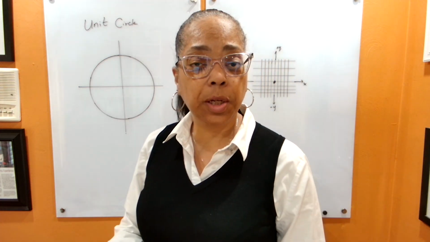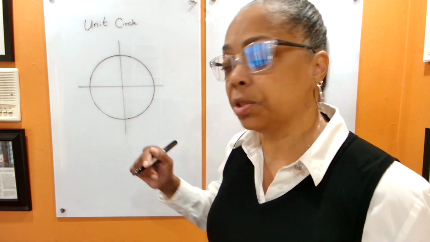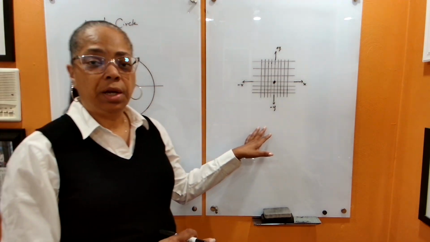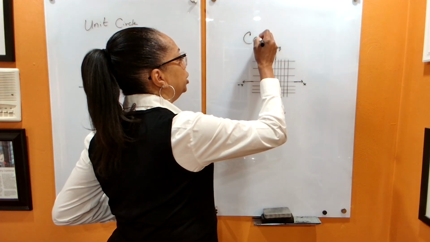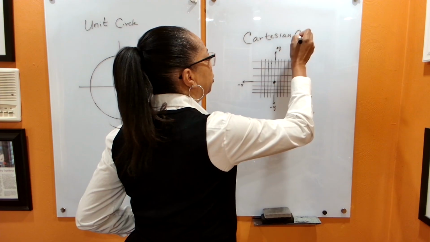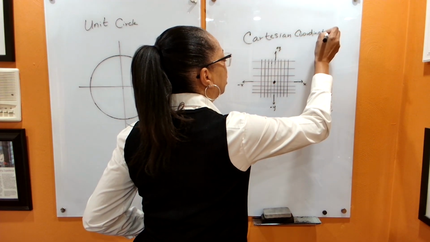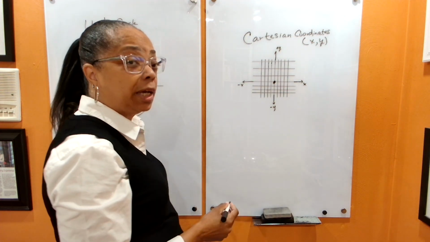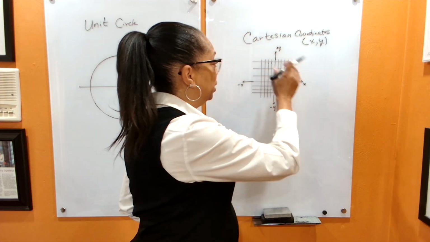Characteristics and mathematical quantities, concepts, etc. that we need to know about the unit circle. Let's get started. Okay, over here I have a unit circle. Over here I have a Cartesian coordinate grid. So Cartesian coordinates are x's and y's: x, y. And if it was three-dimensional, we'd have x, y, z. We're only dealing in a two-dimensional plane, x and y.